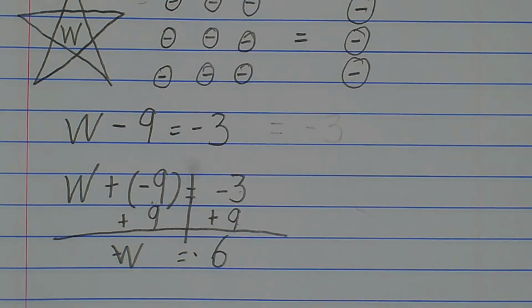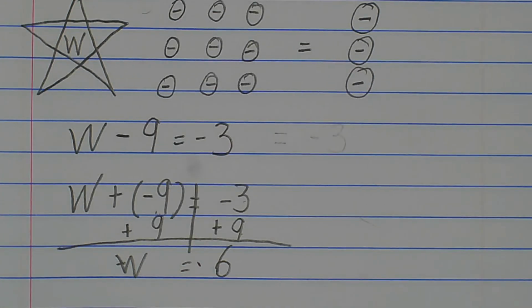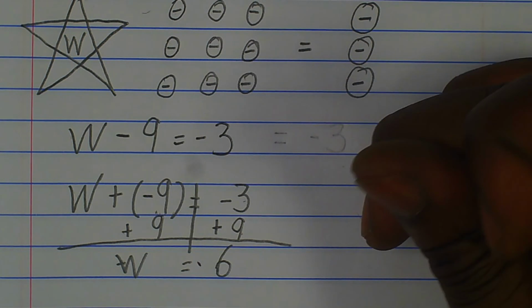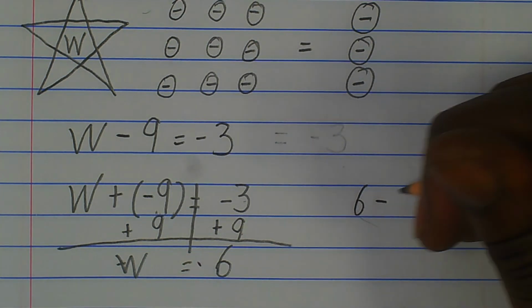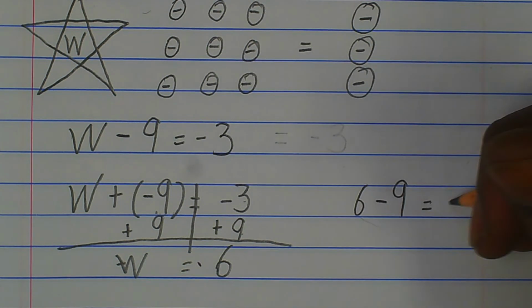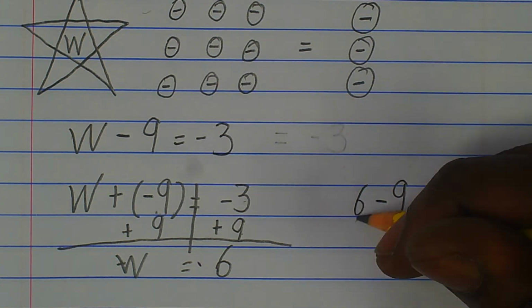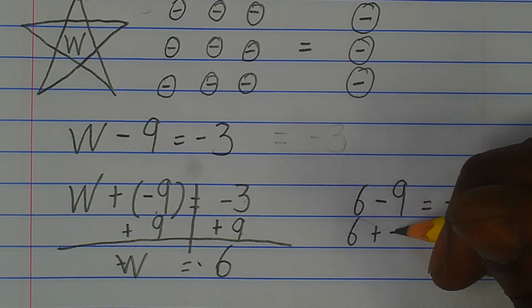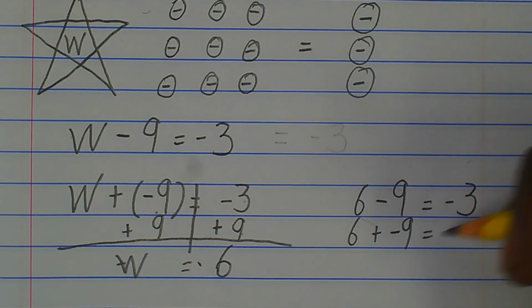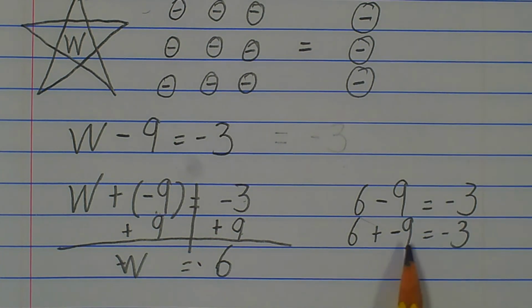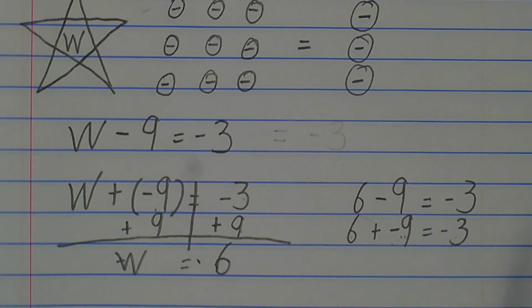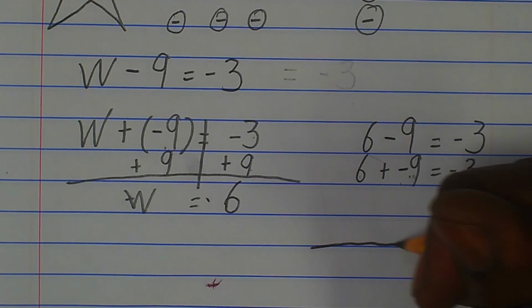Positive 6. Okay? And of course, we can check: a positive 6 minus 9 equals a negative 3. We can rewrite this as 6 plus a negative 9 equals negative 3. And of course here, 9 minus 6 is going to equal 3. And since 9 has the greater absolute value, our answer is going to be negative.